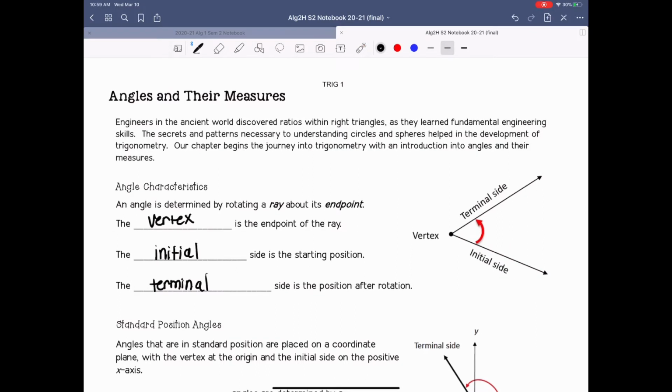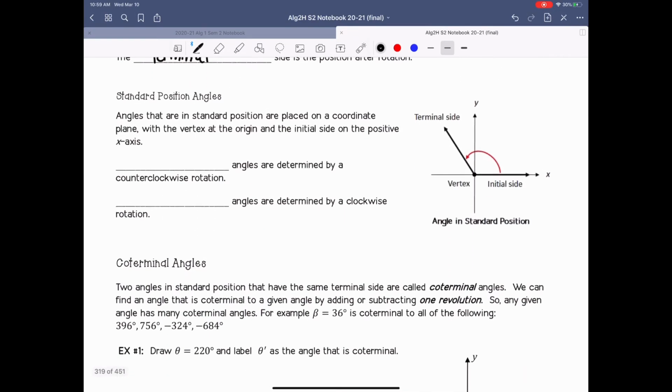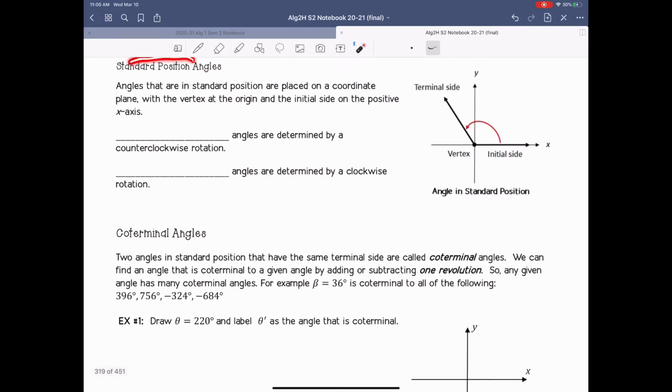Okay, so now that we understand how angles work in the unit of trigonometry, let's talk about a couple more characteristics that we're going to notice about these angles. And the first thing I want to talk about is standard position angles. Angles that are in standard position are placed on a coordinate plane with the vertex at the origin and the initial side on the positive x-axis. So if you take a look at the visual over here, the vertex of the angle, that is smack dab in the middle of the graph at the origin. And like we said, the initial side is on the positive x-axis. So this is going to be the starting ray for all of the angles we deal with in trigonometry for this class, all right?